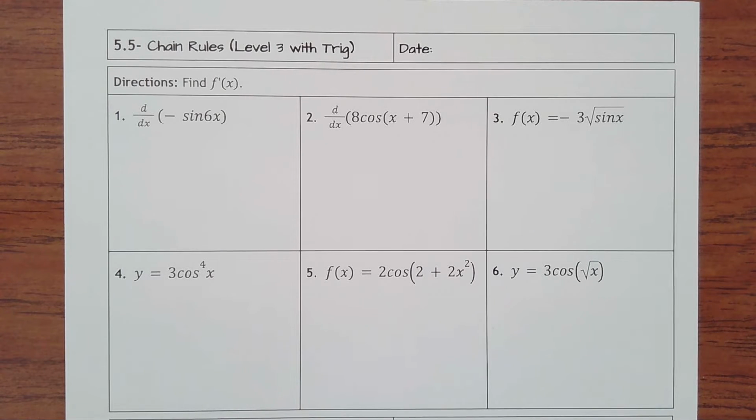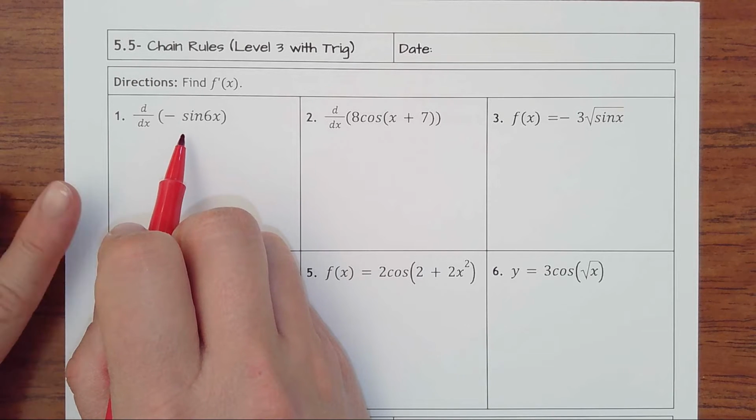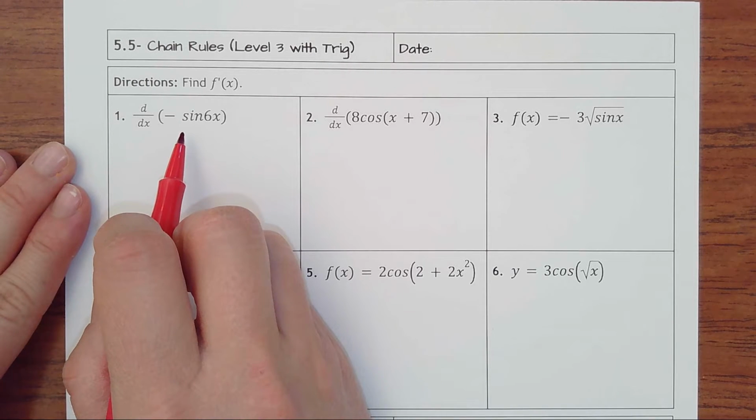5.5 chain rules. This is level 3 that includes some trig. And it's really still not that bad. It's almost even easier than the first one, as long as you remember that the derivative of sine is cosine, the derivative of cosine is negative sine.